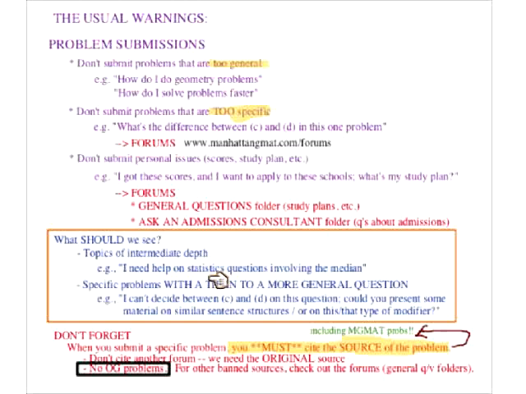So what we'd like to see is topics of intermediate depth. If you're unclear what constitutes a topic of intermediate depth, go ahead and take a look at a few of the past recordings, because the topics that have been chosen for those recordings, for the most part, are topics of intermediate depth. One of the questions that we picked 2 sessions ago, for example, was I need help on stats questions involving the median. So it's a good question.